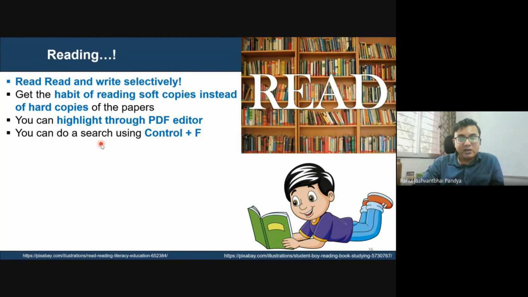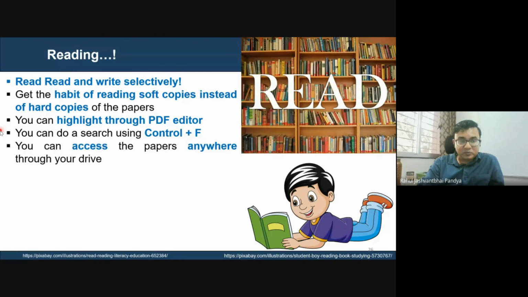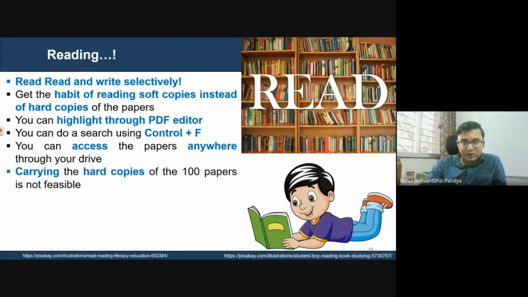Whereas in hard copy, you have to keep seeing the pages and searching. It takes half a day sometimes to search the material, whereas in these soft copies, it takes just a few seconds. Control F, enter the terminology, and then we're there, right? And we can access it anywhere through the drive, Google Drive, or whatever is your choice, maybe a pen drive, laptop, local memory, correct?